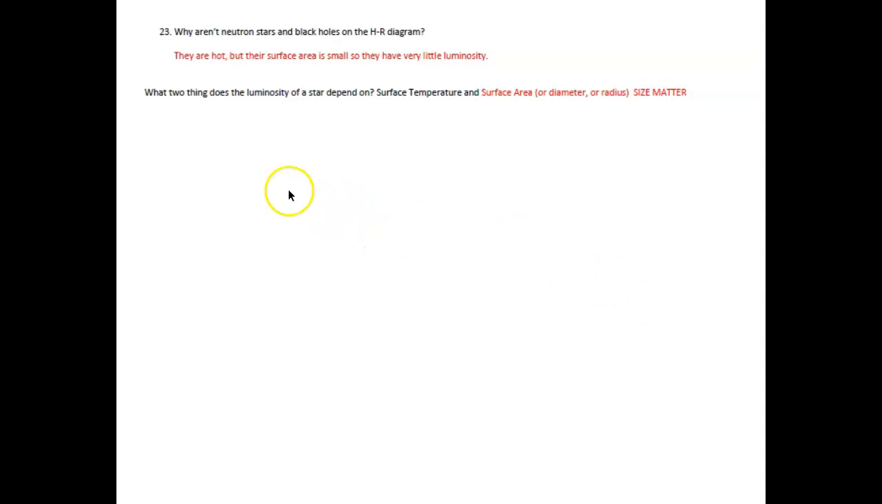On the next page, it says why aren't neutron stars and black holes on the HR diagram? Well, they're really hot, especially a neutron star, but their surface area is so small that they have such a small amount of luminosity you can't even put it on the chart. And so the two things that luminosity of a star depends on are your surface temperature and your surface area, or you could also term it as radius or diameter.